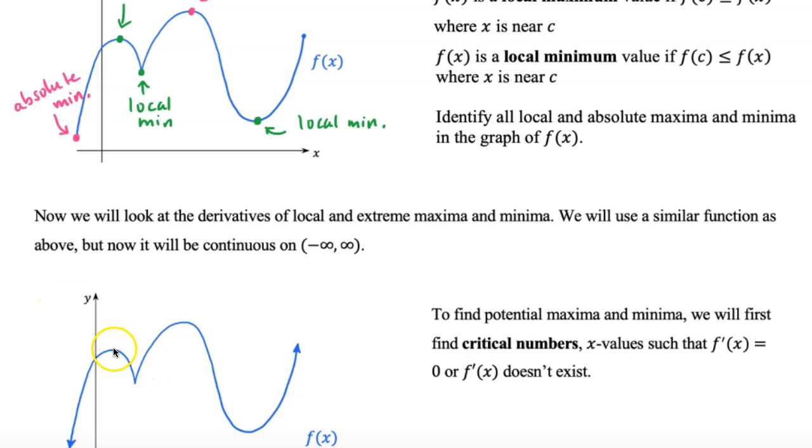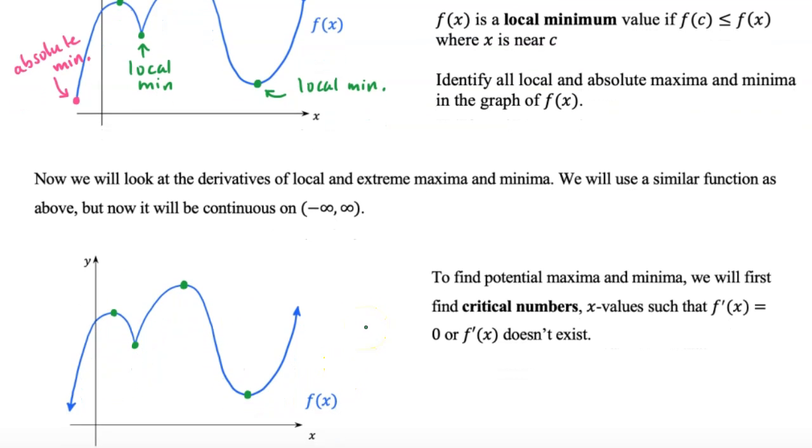So local max here, local min here, local, well, an absolute max, and a local min here. All right, so I've got my first 4 points here, so my extrema from above. So now what about the derivative of these points?